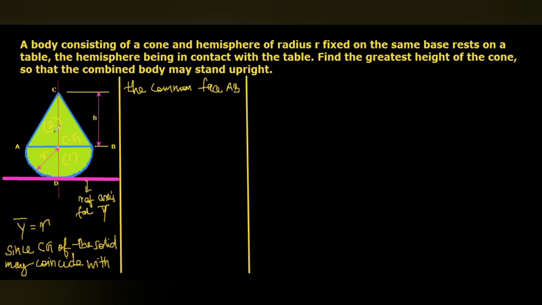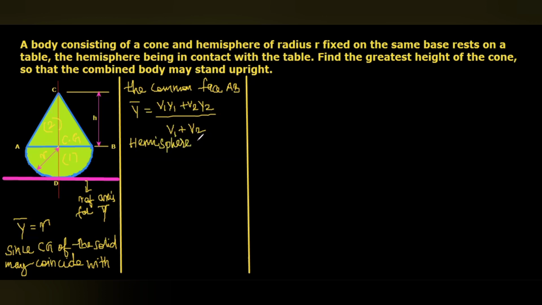Now for y bar, we know the formula. Here these are all the volumes. So y bar equals V1 y1 plus V2 y2 divided by V1 plus V2. These values V1 y1 and V2 y2 we have to find to calculate y bar. So first, I am going to take the hemisphere.